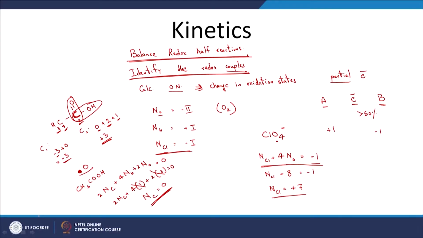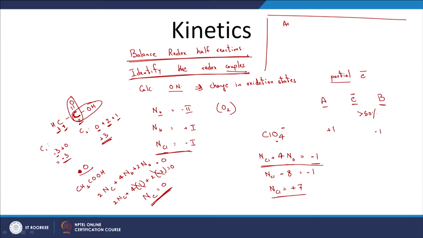So, Cr6 and Cr3, I think CrO4 2 minus and Cr3 plus, and SO2 and SO4 2 minus, those are the 2 redox couples. And then I calculate the oxidation states of chromium in the redox couple, and also of sulfur, in the 2 redox couples there. And then what do I do? I guess I am going to continue here.